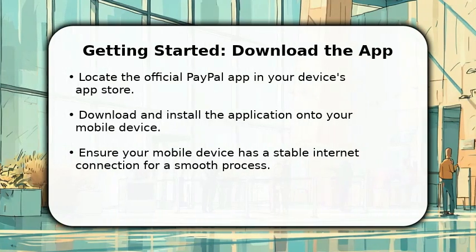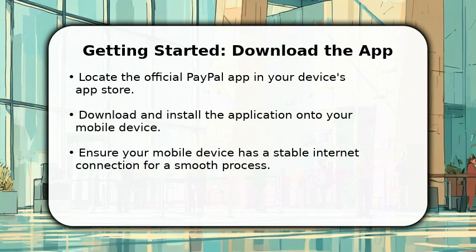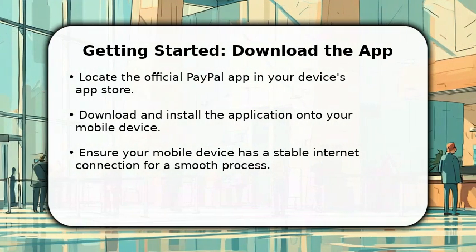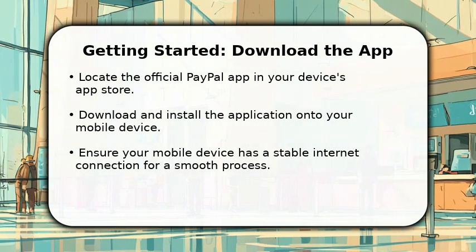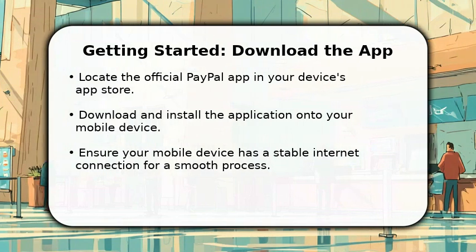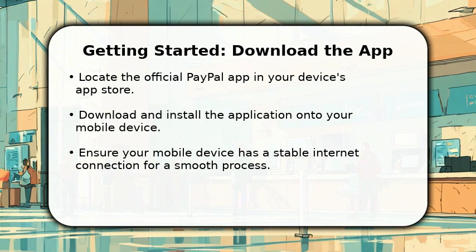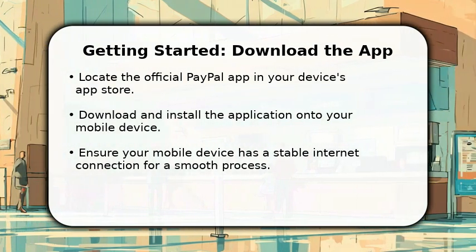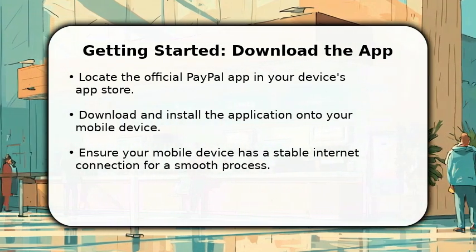Enjoy the video. In this video, I will show you how to create a PayPal account on your mobile device. First, open your device's App Store, whether it's the Apple App Store or Google Play Store. Search for the official PayPal application. Once you find it, tap to download and install it. Make sure you have a strong, stable internet connection to ensure a smooth download and installation process. This initial step is crucial for setting up your secure mobile payment hub.